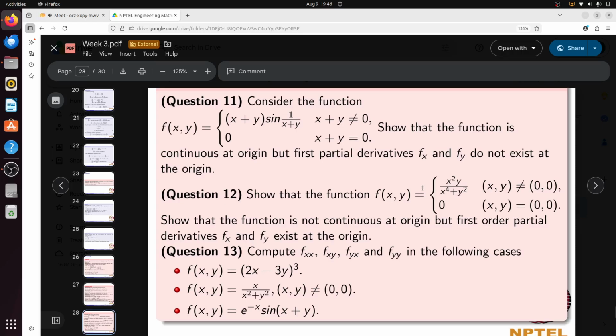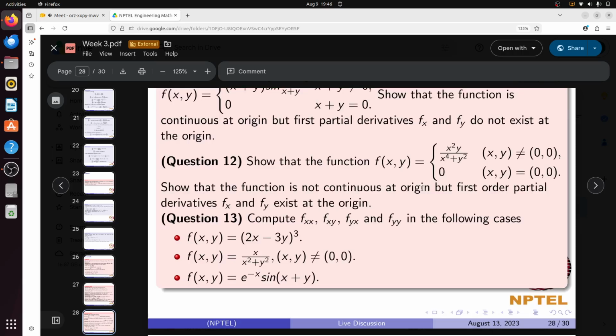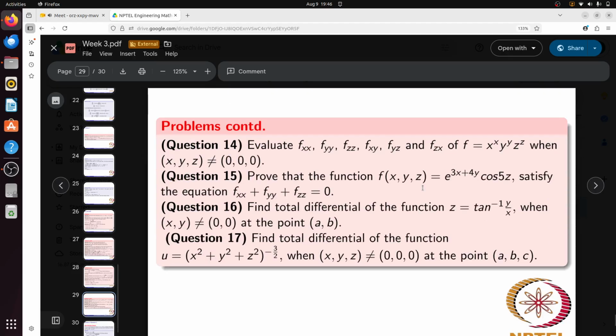Okay, so these you can directly determine. Okay, problem 14, you need to determine fxx, fyy, fzz, fxy, fyz and fzx of f equal to x to the power x, y to the power y and z to the power z, when xyz is not equal to 0, 0, 0. Ritom sir, please solve this question and tell me the answer, because I do not have the answer, so that I can tell the students. Which question? 14.